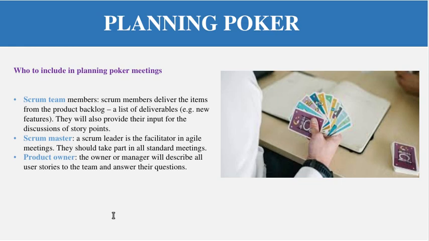And the last one is the product owner. The product owner is a person who is the voice of the customer, who has complete knowledge of the product which needs to be developed. He is the owner of the product backlog as well. He is a bridge between the customer and the development team. And he must be available in the planning poker meeting, because he is the owner of the user stories, he is the owner of the customer requirements.